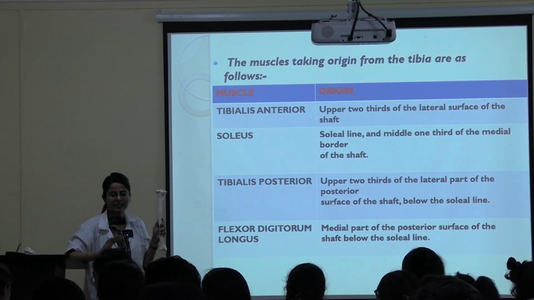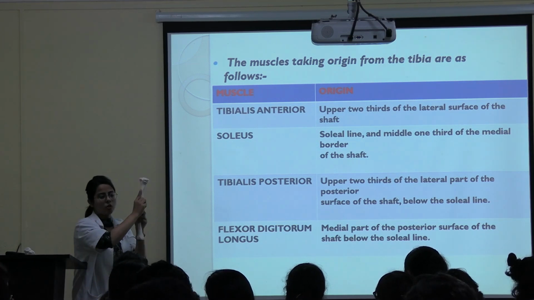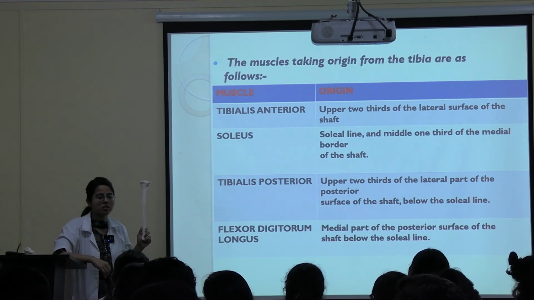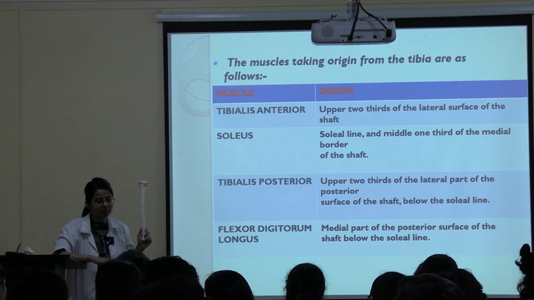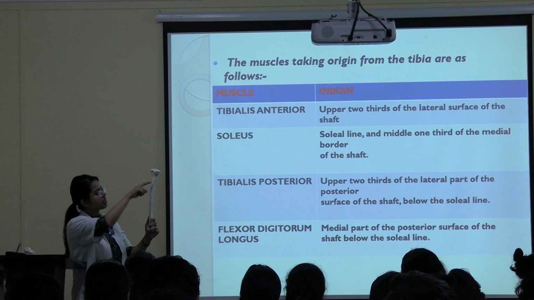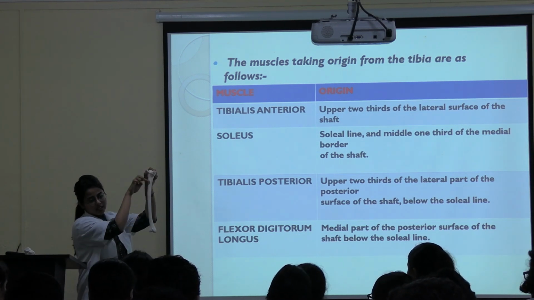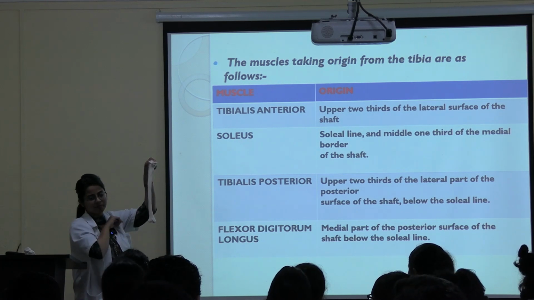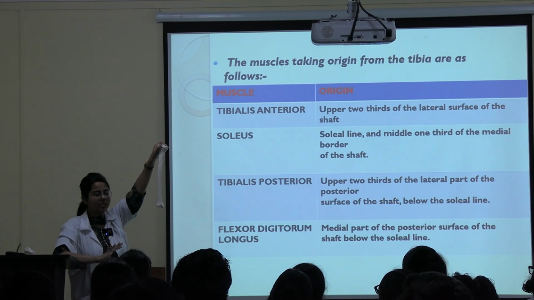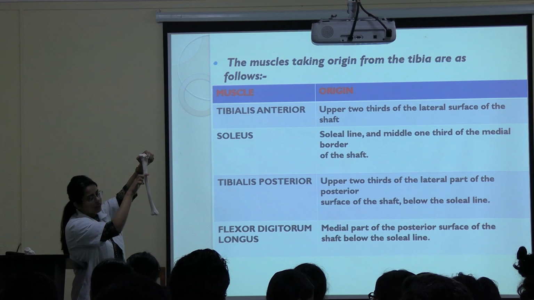Yes, I will tell again, okay. And this soleal line is very important. You will be asked what are the structures which are attached to this soleal line. So first is soleus muscle. Soleus muscle will be attached to this soleal line, and you can see that the soleal line is directed downward. And what is this direction, medially or laterally? Medially. Everyone, last bench, what is it? Medially. Clear? Why medially?